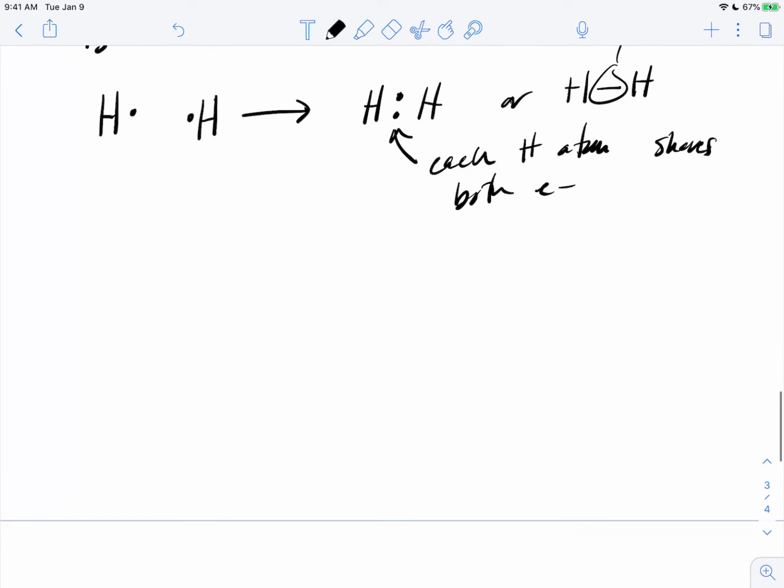So let's look at fluorine. Fluorine is F and has 7 valence electrons. Now we're only going to focus on valence electrons for Lewis dot structures because valence electrons are the only electrons associated with chemical bonding, and Lewis dot structures are specifically for making predictions about chemical bonding.